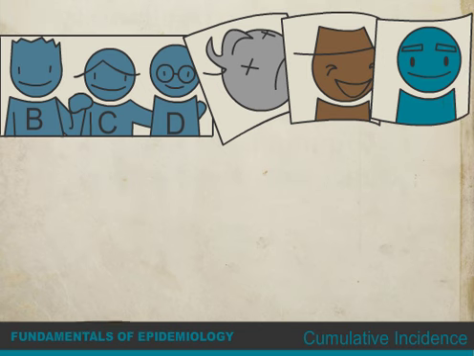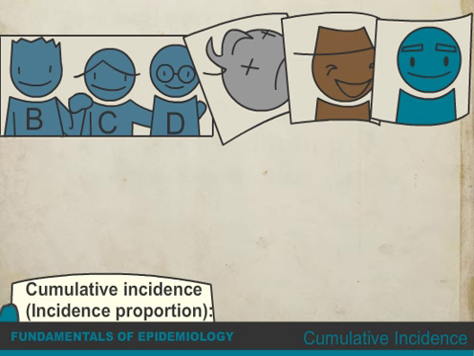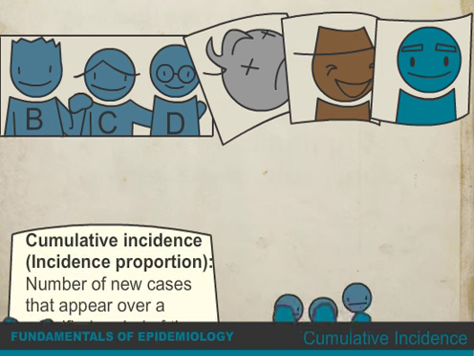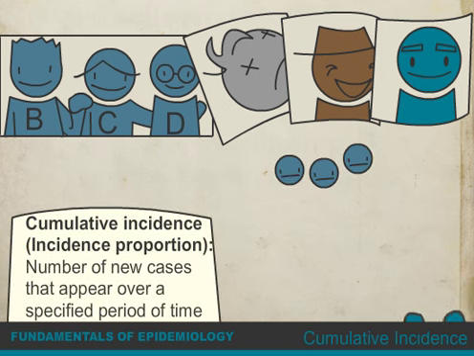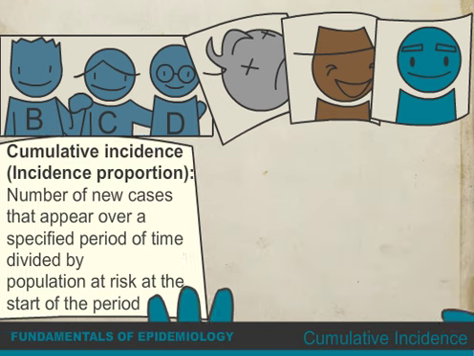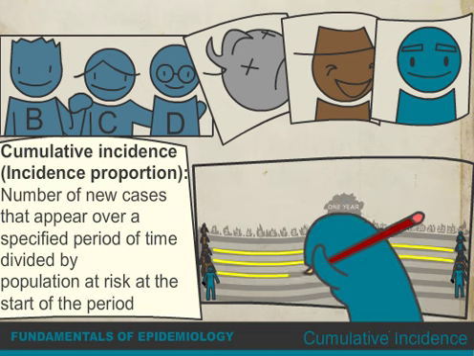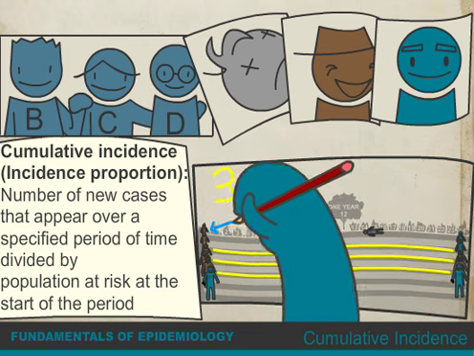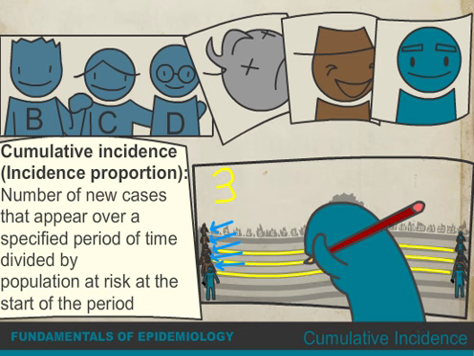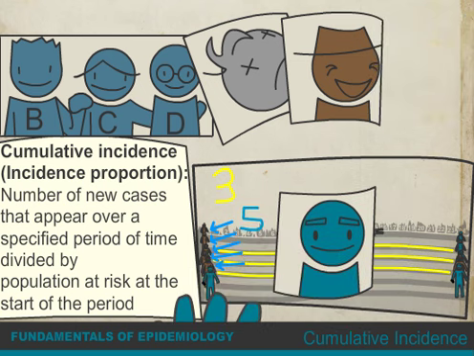One measure of incidence is called cumulative incidence, which can also be called incidence proportion. To calculate cumulative incidence, take the number of new cases that appear over a specified period of time and divide that by the population who were at risk at the start of the period. In our diabetes study, as noted earlier, the number of incident cases, or new cases, was 3. The total population who were at risk at the start of the period was 5. Frank was not at risk of acquiring diabetes because he already had it, so he couldn't newly acquire it.